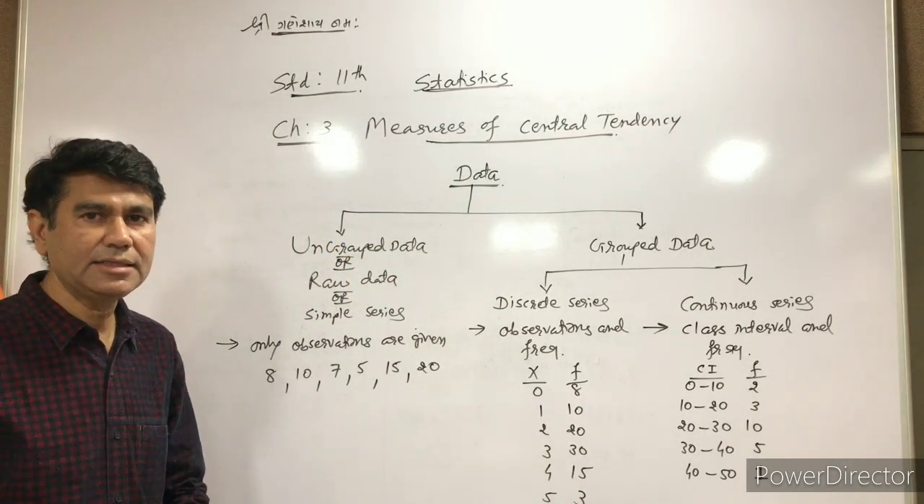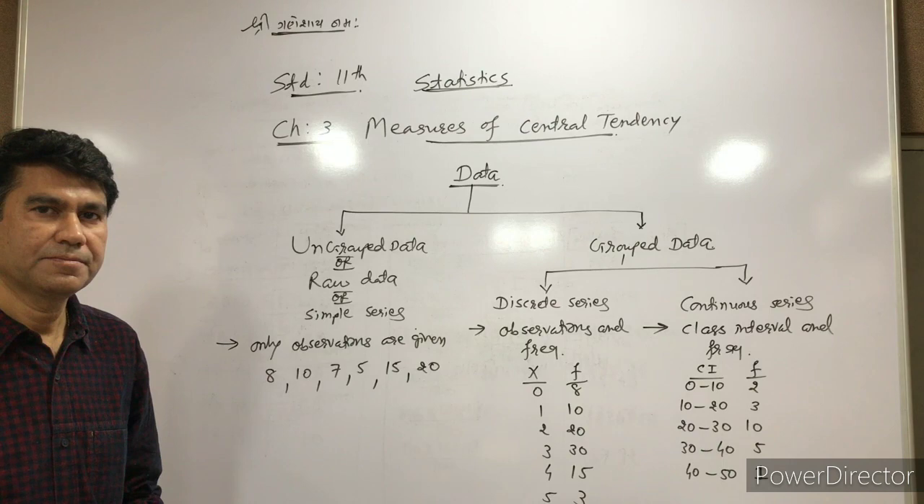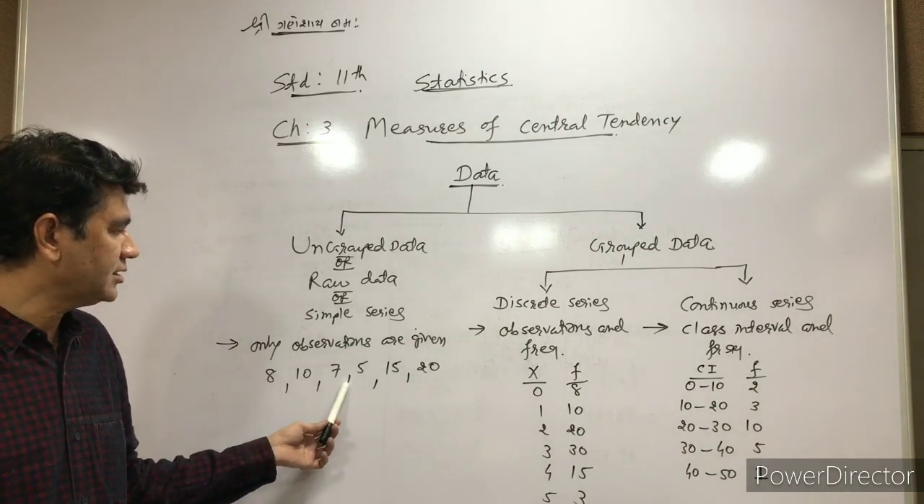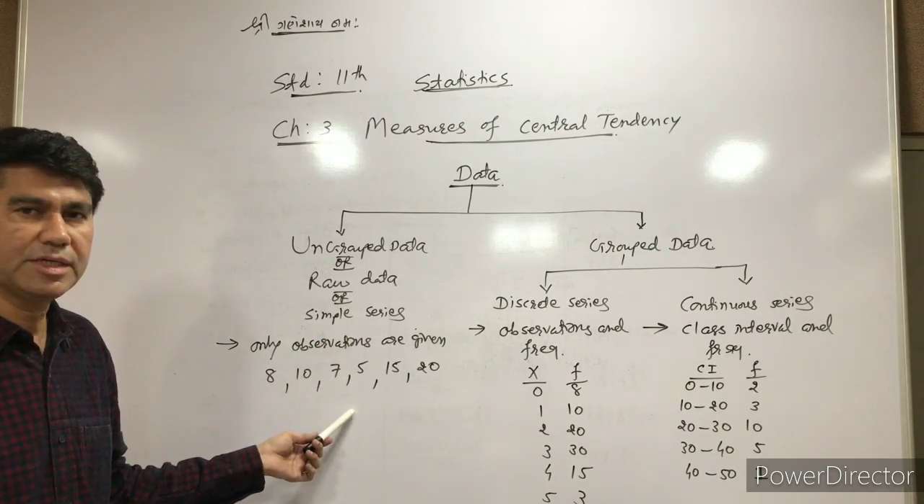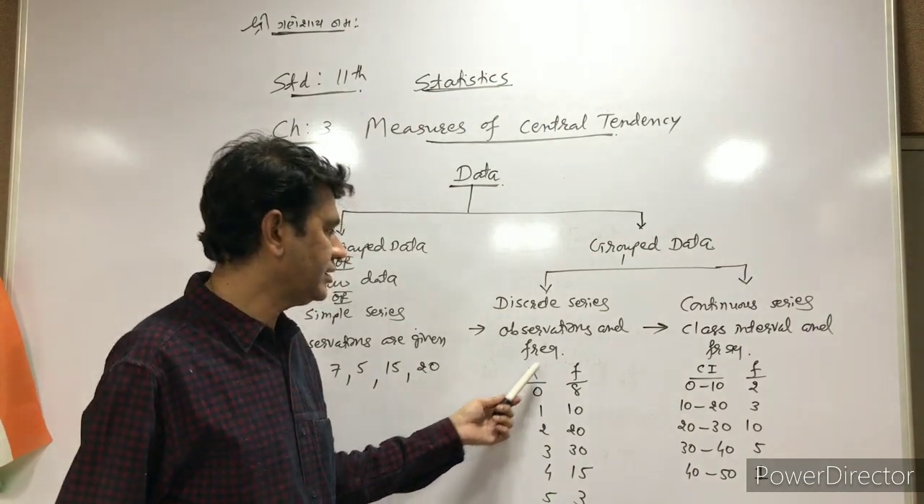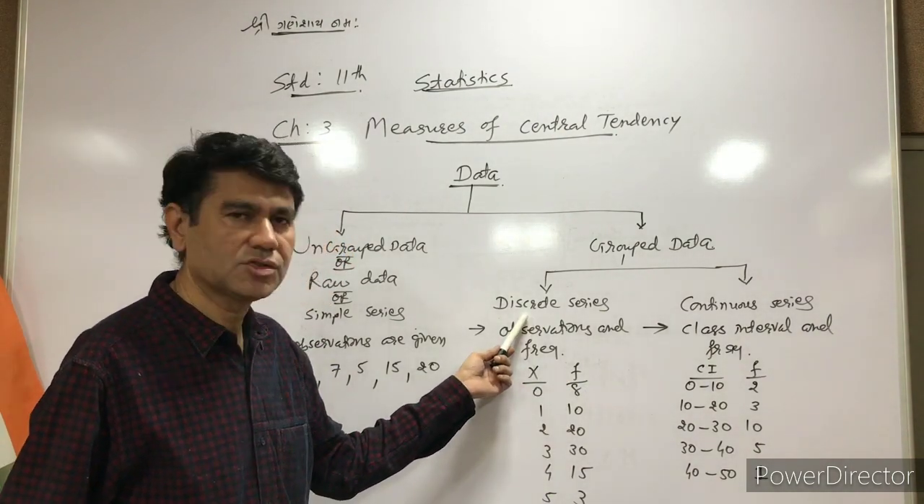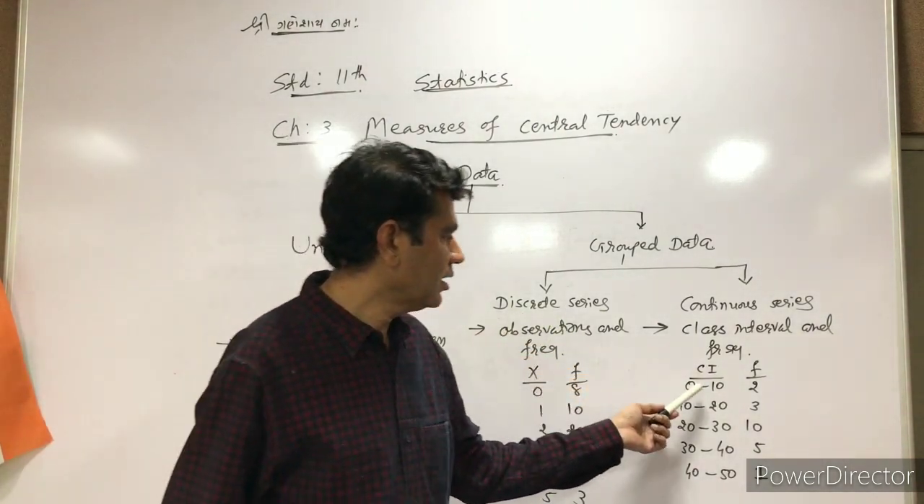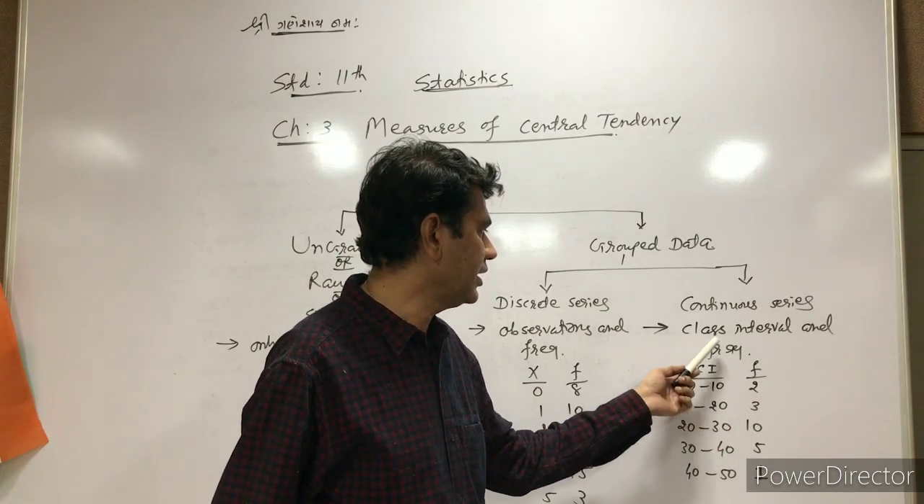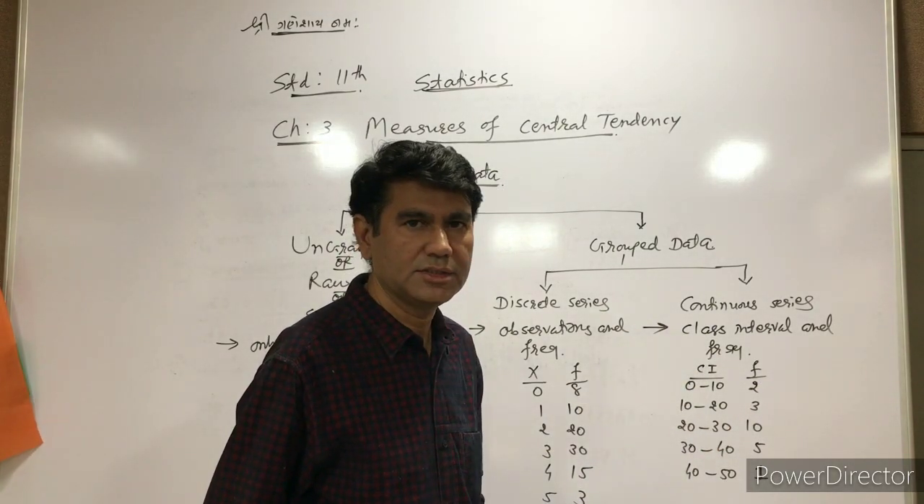So there are mainly three types of data. Only observations are given, it's called simple series. Observations and frequencies are given, it's called discrete series. Class interval and frequencies are given, it's called continuous series.